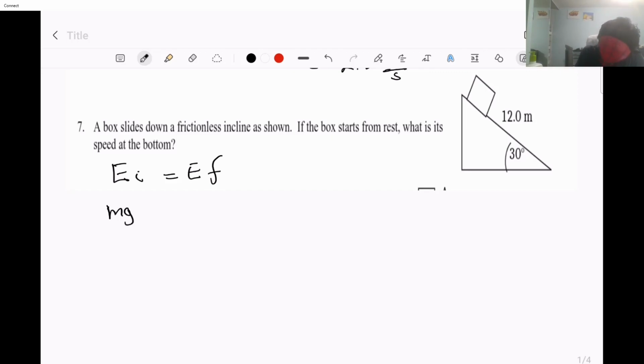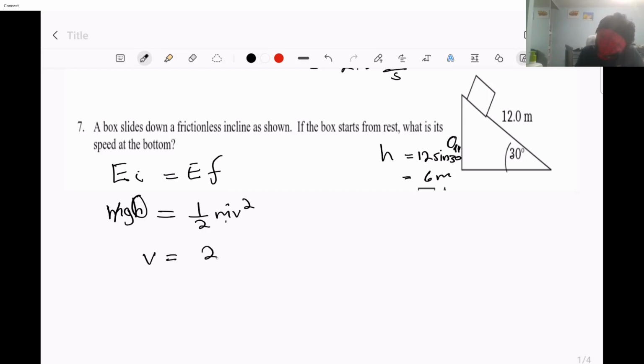So mgh equals 1 over 2 mv squared. The height we can calculate using trigonometry. This height is opposite from this angle, so we can use sine to calculate that. So height should equal 12 sine 30, which is equal to 6. Very nice number. Okay, now with that information, we can just isolate for v.